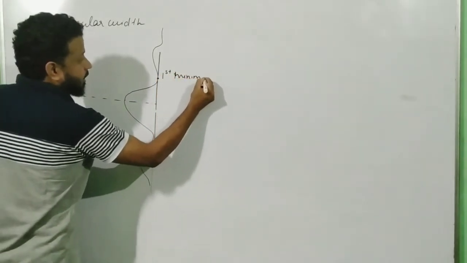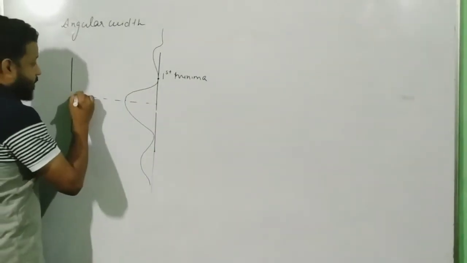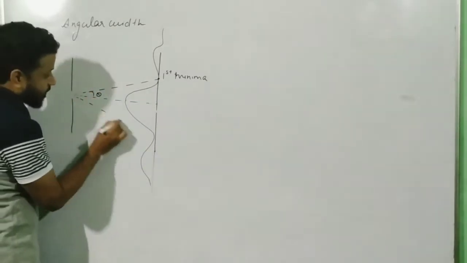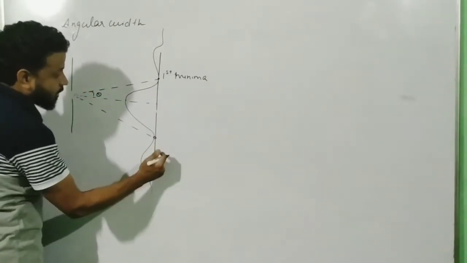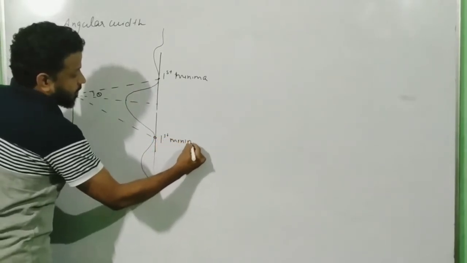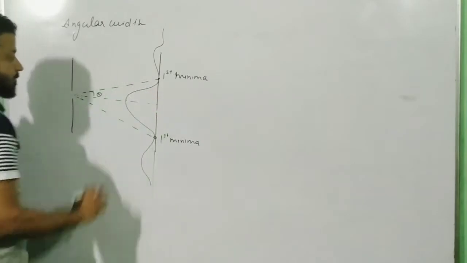And in my previous lecture I told you that as such there is no formula for maximum. So if I draw a line, then this is my angle theta, and the same angle theta will be over here also on the other side of the screen. This is also first minima, and this is my central maximum.